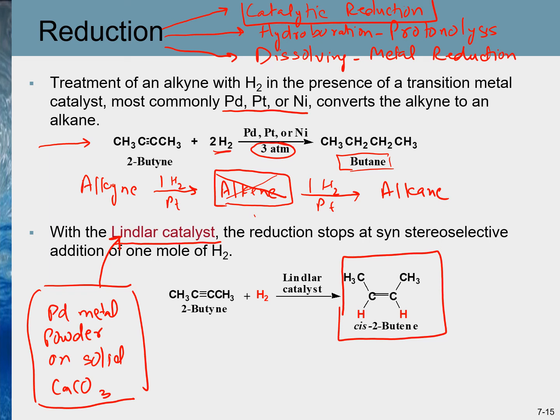So hence the reduction of alkynes using Lindlar's catalyst stops at the alkene stage, and the addition is a syn stereoselective addition. Therefore, the end product will always be a cis alkene. The mechanism of this catalytic reduction reaction is similar to the one which we studied during the reduction of alkenes using the transition metal catalyst.